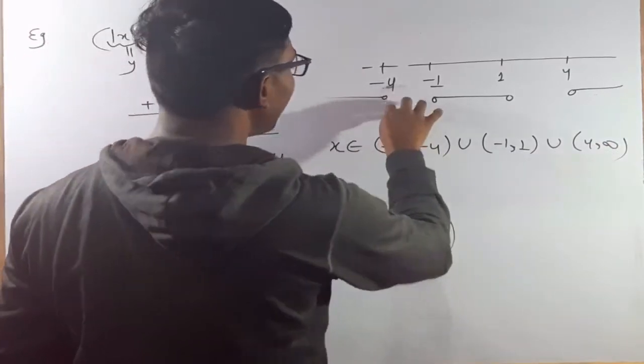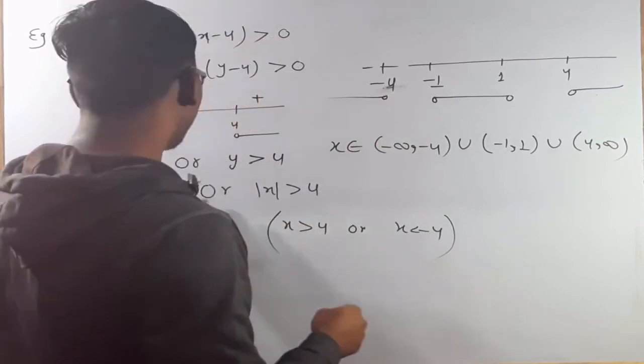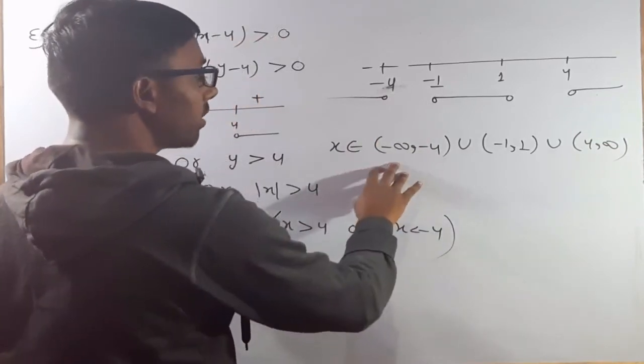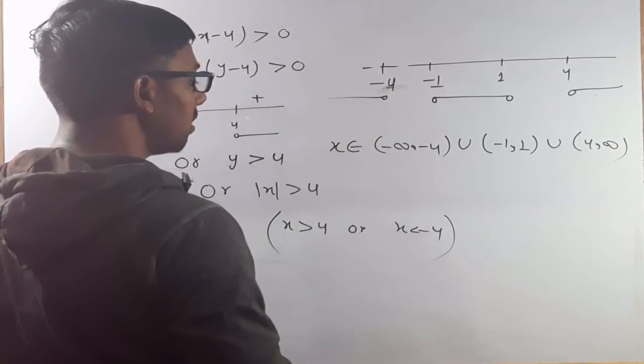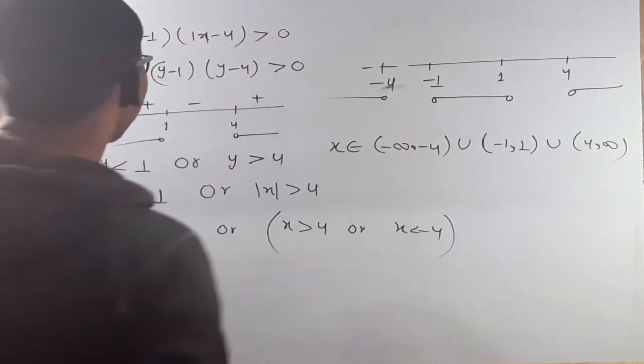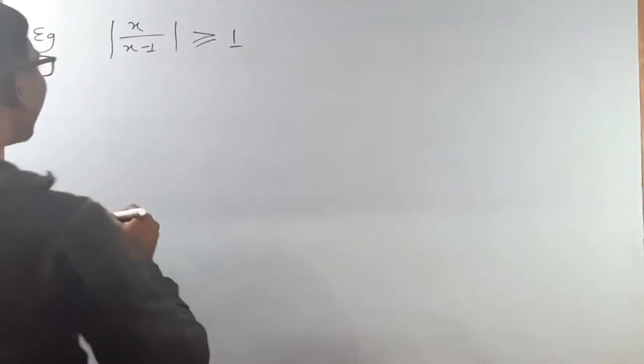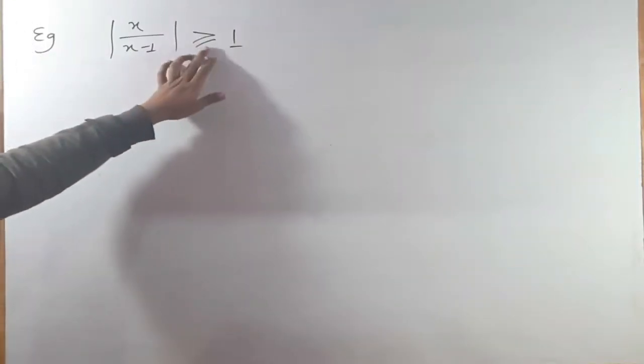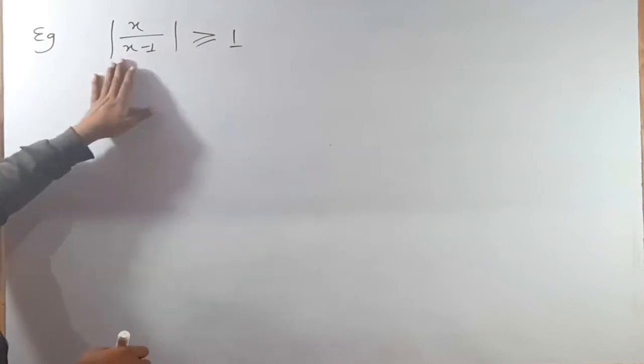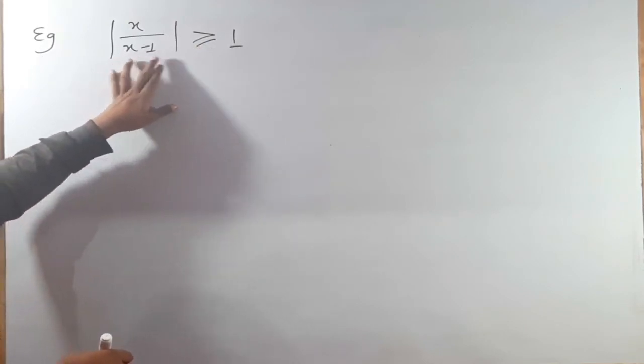There should not be any problem. We have seen a number of examples based on inequalities, so this is how we can solve them. I'm going to take one more example. This is another example that I'm going to take as far as the modulus function is concerned. Modulus of x upon x minus 1 is greater than or equal to 1.